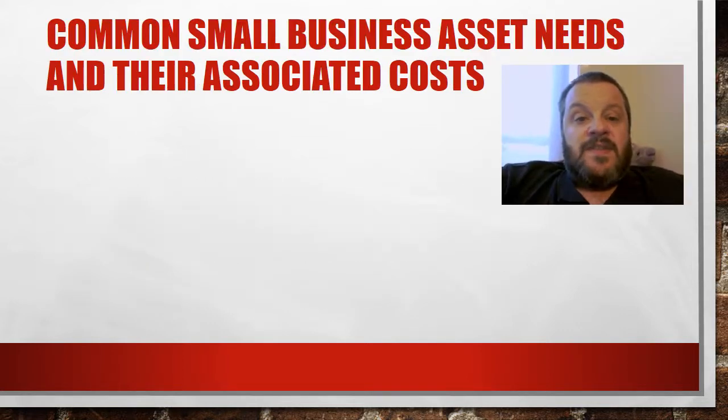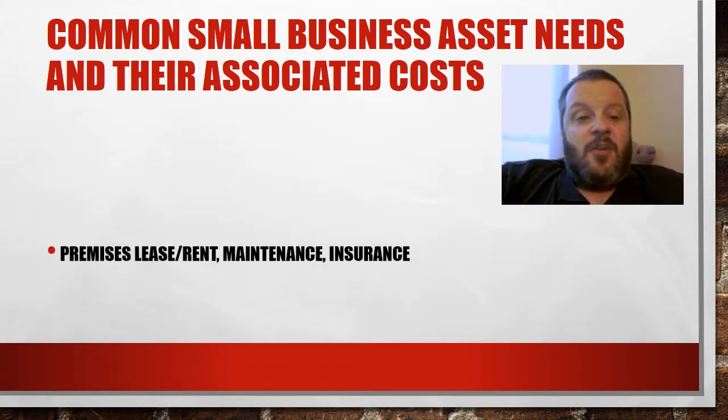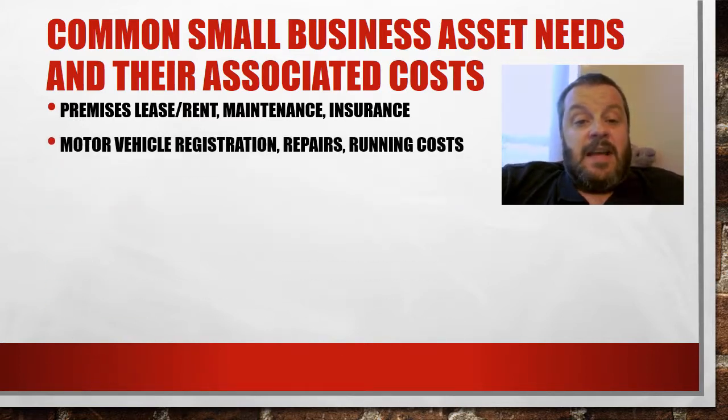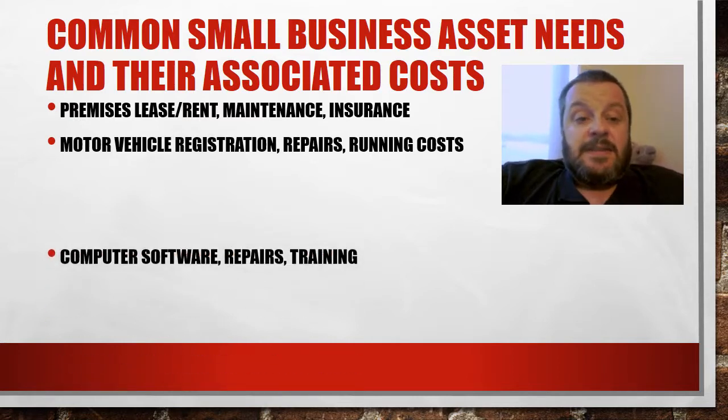So common small business assets, needs and associated costs. Common ones are stuff like premises. Very few businesses actually own their shops, they actually rent them. Motor vehicle registration, especially if you have, for example, a delivery van, you need to be able to get it registered, you need to get it repaired, you need to keep it on the road because you're not going to earn any business when your van's actually at the mechanics.